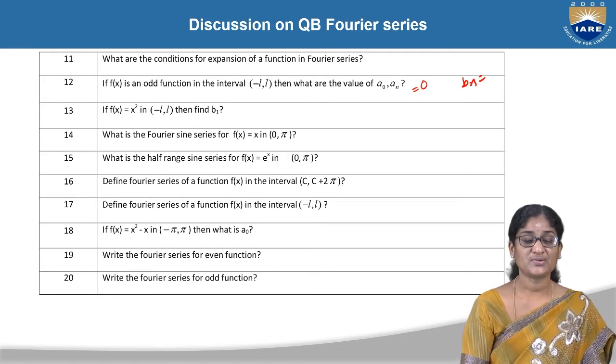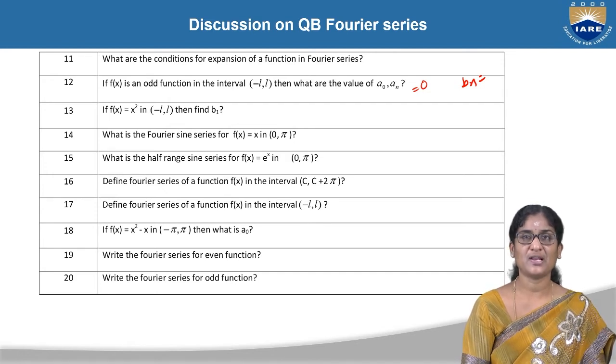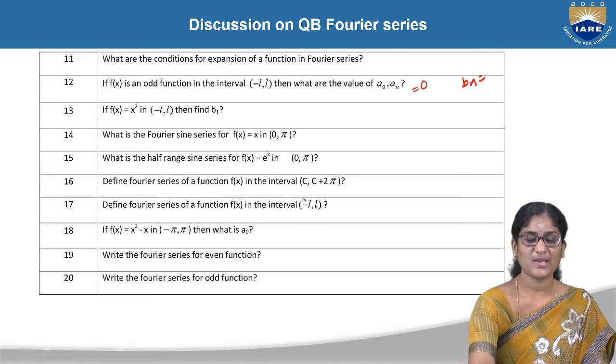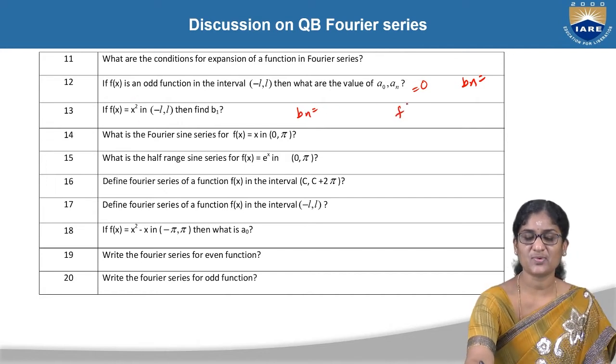Now, for the next question, f of x is equal to x square in the interval minus L to L. Find the b1 value. What is the Fourier bn value? Here f of x is equal to x square. What is f of minus x equal to?